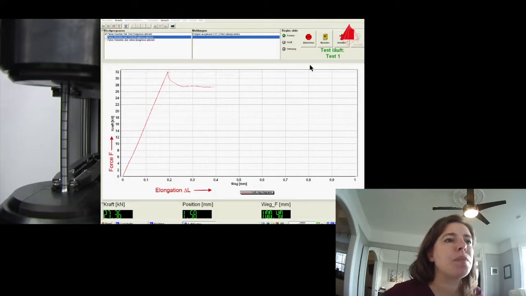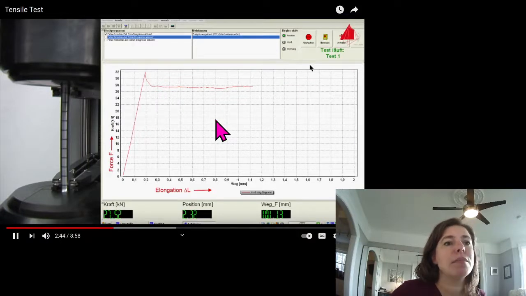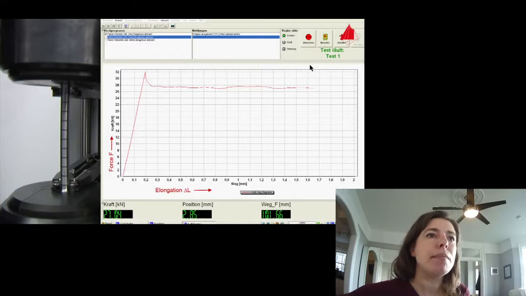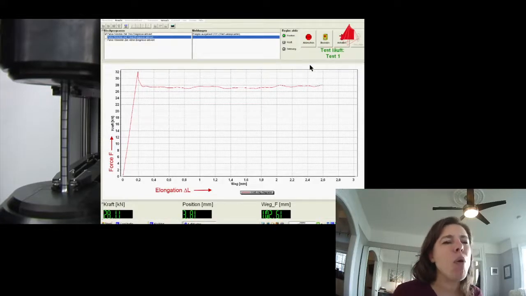If the test piece were to be unloaded now, it would not spring back to the original length, but instead show a permanent elongation. There'll be residual strain. In the next stage of the tensile test, an almost constant force level with slight fluctuations occurs. This phenomenon is called the yield effect. We don't worry about that. It is the plastic zone.